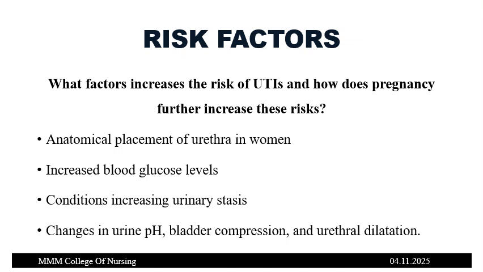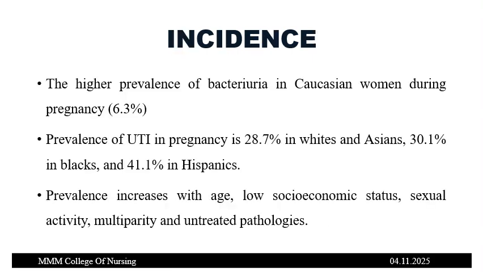The second point is increased blood glucose levels. Progesterone is the main hormone that plays a major role in pregnancy, and it causes increased blood glucose levels. Third is the condition increasing urinary stasis. Again, progesterone causes relaxation of the smooth muscles of the entire abdomen, so that causes relaxation of the ureter, which supports this third point, that is, conditions increasing urinary stasis. The fourth is the changes in the urine pH, bladder compression, and urethral dilatation. So all these risk factors cause increased risk of UTI during pregnancy for a woman.